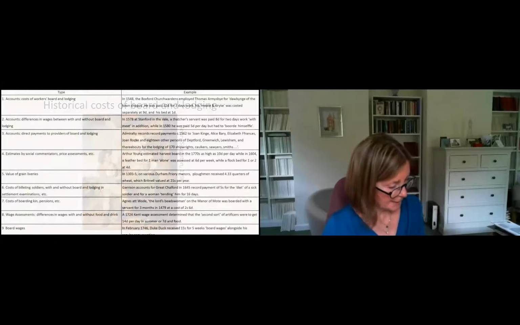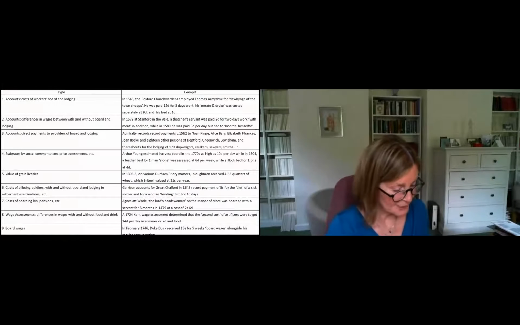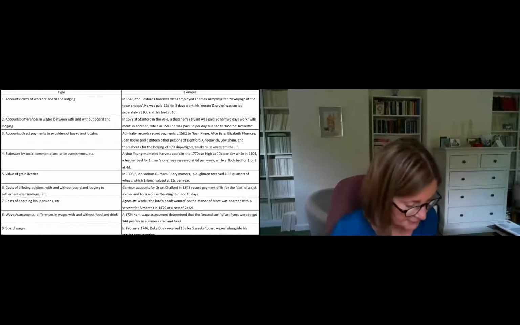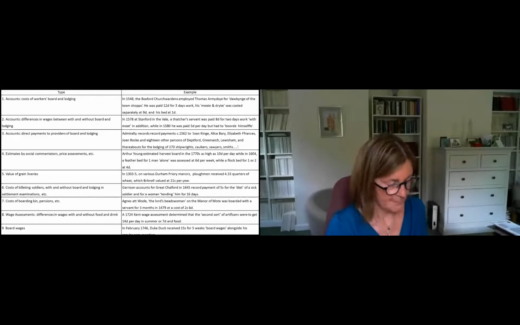So, the first point is that my board and lodging costs involve a lot of work with archival resources. I have now established over 3,050 observations of board and lodging costs, taken from over 275 mostly printed primary or archival sources. They're classified by type in the table that I've just put up on the slides. I'll run through the types of source I'm using here to extract estimates of board and lodging costs.